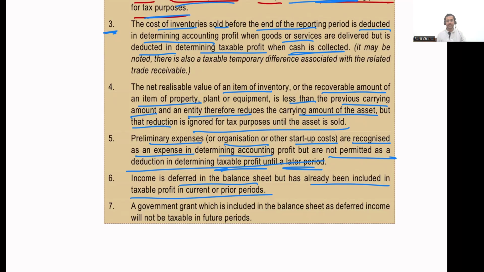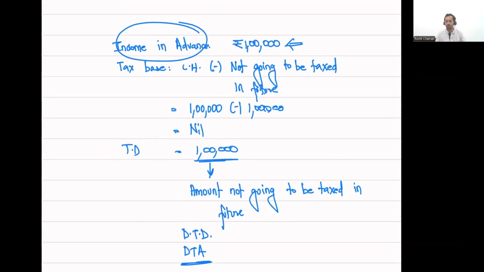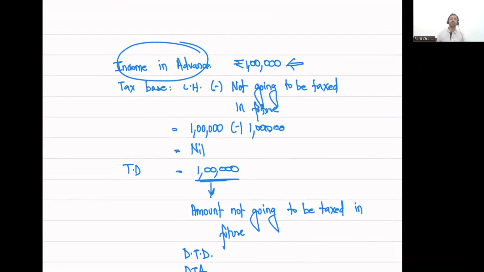Let's now look at point number 7. A government grant which is included in the balance sheet as deferred income, which will not be taxable in future periods. Now, if you think of it, it's exactly the same as point number 6. Let us say I received some government grant of 1 lakh rupees. Now, this government grant is, let us say, not going to be taxed in future.